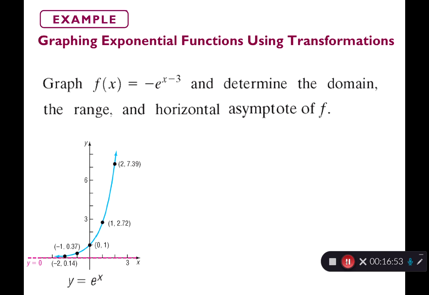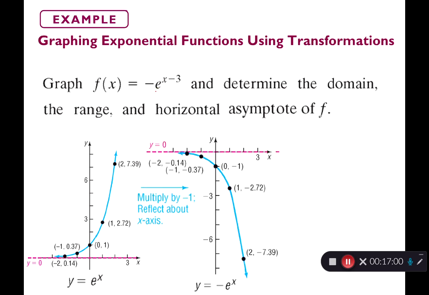All right, hopefully you paused the video and took a stroke at the next graph. So the first thing I want to take a look at is where my transformations are coming into play. All right, so the first transformation is that negative in front of the e. And what did we say that negative in front of the e does? As we see from the next graph, it reflects my graph over the x-axis. So for example, 2, 7.39 goes to 2, -7.39. 1, 2.72 goes to 1, -2.72, and so forth.